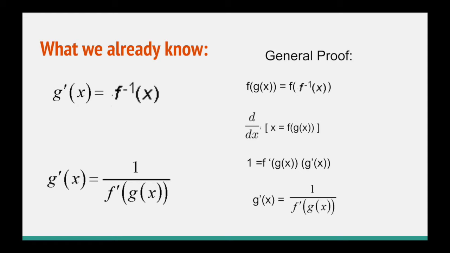So we have x equals f of g of x, and we're going to take the derivative of that. That's going to equal 1 equals f prime of g of x times g prime of x. If we divide each side by f prime of g of x, that should leave us with g prime of x equals 1 over f prime of g of x.